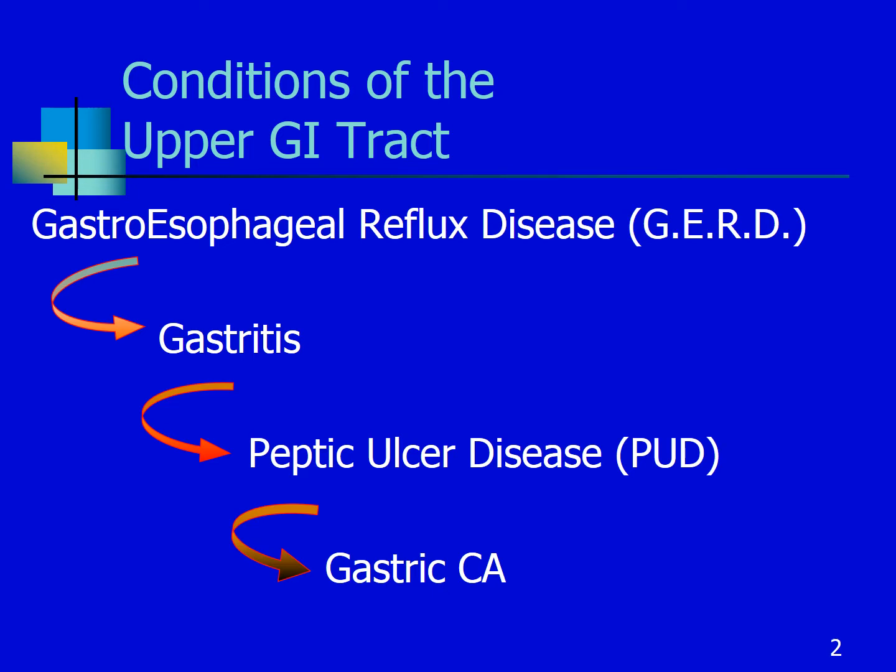So these are some of the conditions we're going to talk about for the upper GI. Gastroesophageal reflux disease, very common. Gastritis, peptic ulcer diseases, and gastric cancer.